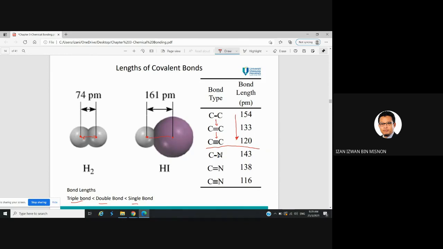Same goes for the CN: CN single bond 143, CN double bond 136, and CN triple bond 116. So we can see that with the increase of bond from single to double to triple, the length will decrease due to the attraction of the nucleus.